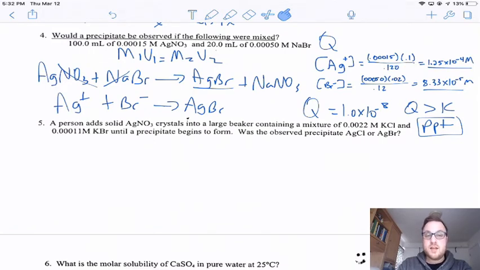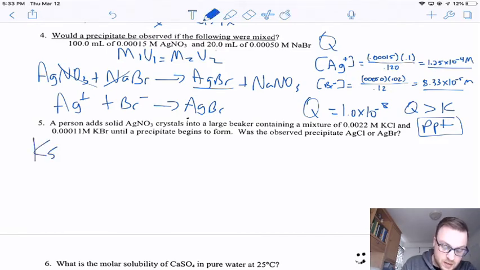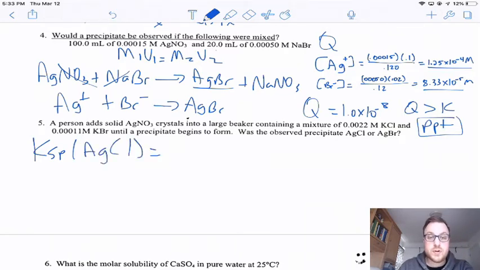A person, surprise, surprise, not a robot, adds solid AgNO3 crystals into a large beaker containing a mixture of 0.0022 molar KCl and 0.001 molar KBr until a precipitate forms. What precipitate forms? AgCl or AgBr? All right, it should be worth noting that the Ksp for AgCl is 1.8 times 10 to the negative 10th power.